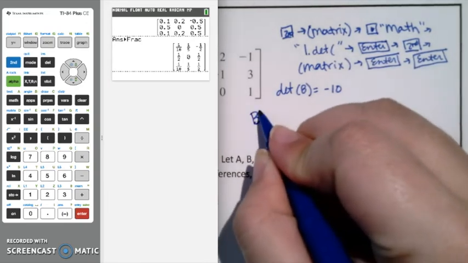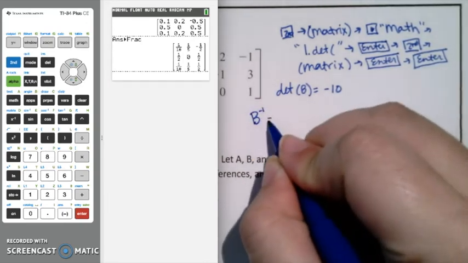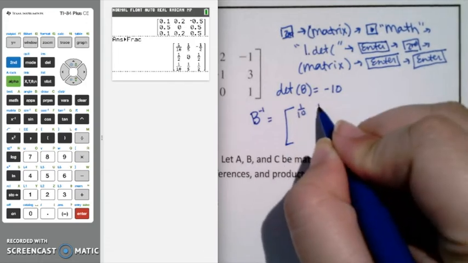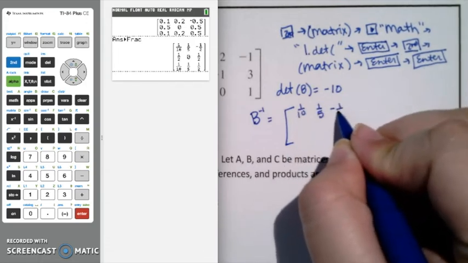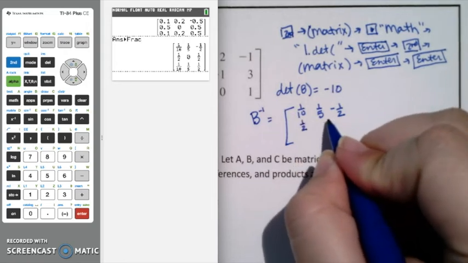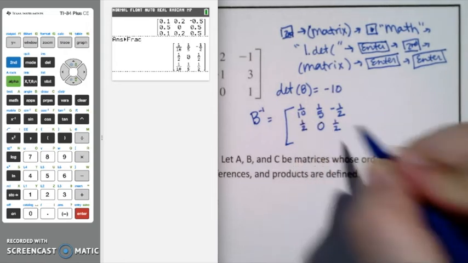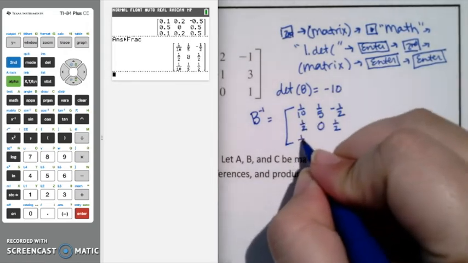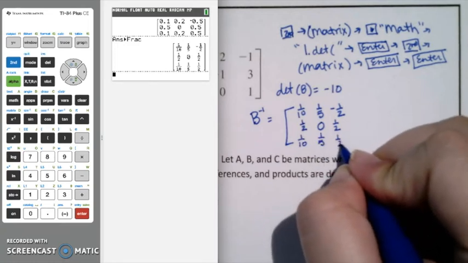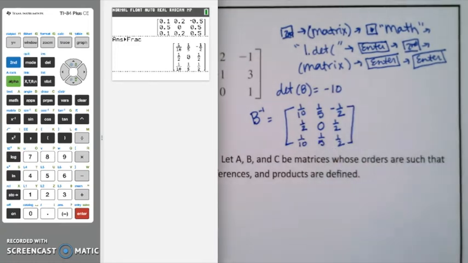So B inverse equals 1/10, 1/5, -1/2, 1/2, 0, 1/2, 1/10, 1/5, 1/2. And that's it for that problem.